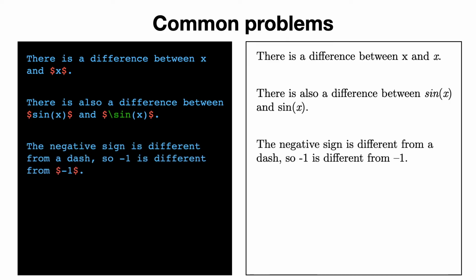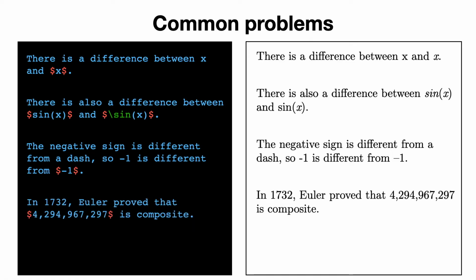Numbers should also have $ signs around them. One way to see this is if you have -1 with and without the dollar signs, you'll see that they look different. The dash is different from the negative sign, the size of it and the spacing and so forth. So you need to put dollar signs around that.